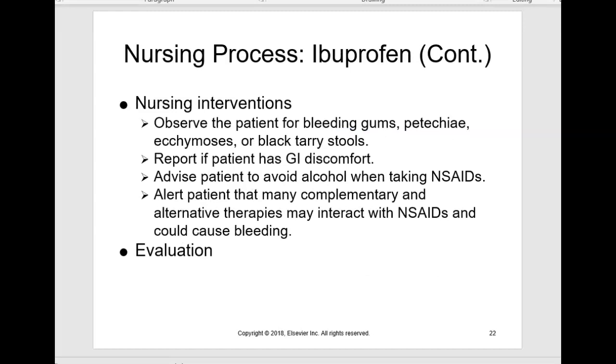In terms of nursing interventions, because of how the ibuprofen plays a role in blocking or interfering with the COX-1 enzyme, we want to observe for bleeding. So bleeding gums, petechia, ecchymosis, or black tarry stools. We want to tell the patient to notify the physician if they begin having GI discomfort, because we're going to be concerned with ulcers. Advise the patient not to take alcohol or aspirin while taking NSAIDs, and to alert the patient that many complementary and alternative therapies may interact with NSAIDs and can cause bleeding.